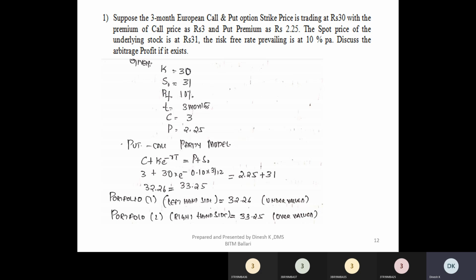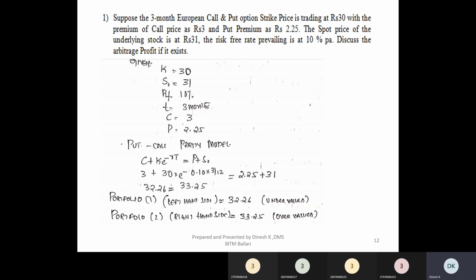Nowhere it has been discussed that you are supposed to use put call parity. Sometimes they may mention you use put call parity, or they may not mention it. What they say is just apply the arbitrage process, right? When you say arbitrage process, you need to understand that you are supposed to use the put call parity equation here, right? So the put call parity model is a standard formula you have here.